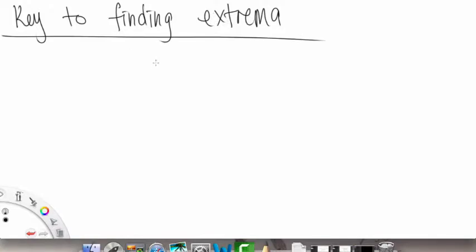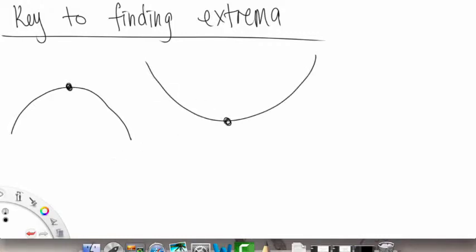So let's say we have some maximum. Okay? So here's the maximum. Let's say we have a minimum of some sort. So there's a minimum. And we could also have something that doesn't even have to be differentiable at that point, right? So this is still a maximum. It's very on the tip there. Okay, so what's the commonality between all of these?